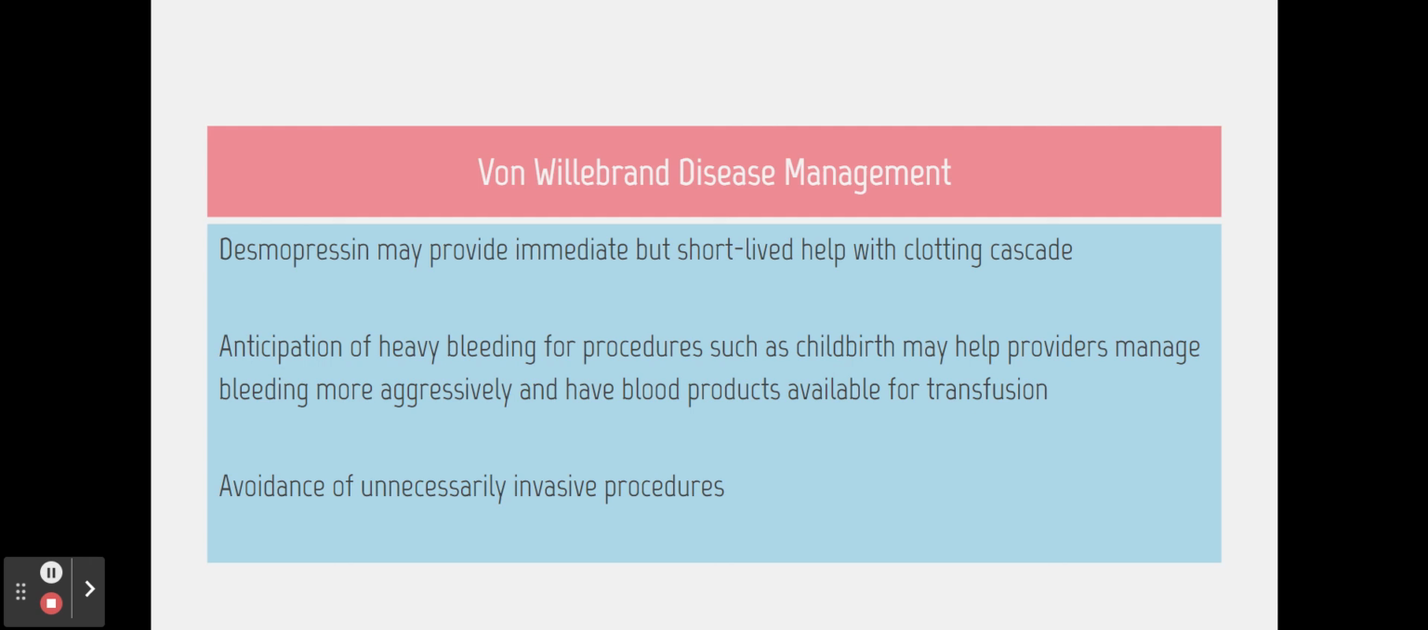It gives immediate but short-lived help by putting in pre-made clotting factors or von Willebrand-like factors. If you know that this person has von Willebrand and they're coming in to have a baby or surgery, you can manage that bleeding more aggressively and make sure that you have blood products available for transfusion. And you would avoid any unnecessarily invasive procedure. Obviously, you would caution this person against things like contact sports, anything that would increase the risk of bleeding.